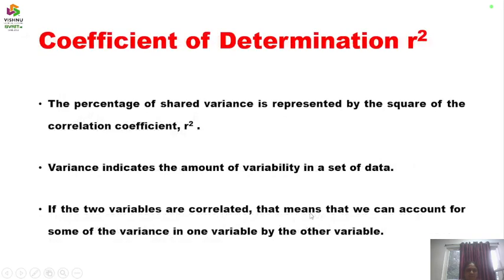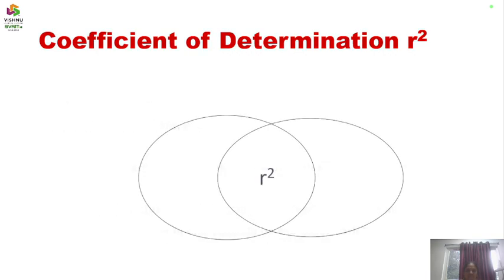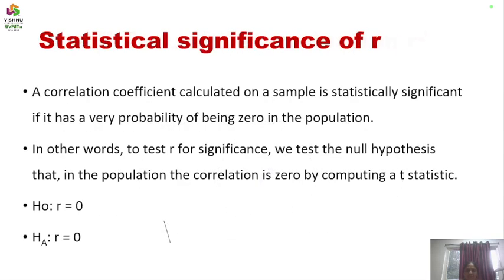Next, the coefficient of determination will be r square. The percentage of shared variance, you know variance very well, right? Sigma square, like that, we represent it as s square in stats. So in a similar way, here it is the square of the correlation coefficient. Variance indicates the amount of variability in a set of data, whatever data you have taken. If two variables are correlated, that means we can account for some of the variance in one variable by the other variable, like this determination.